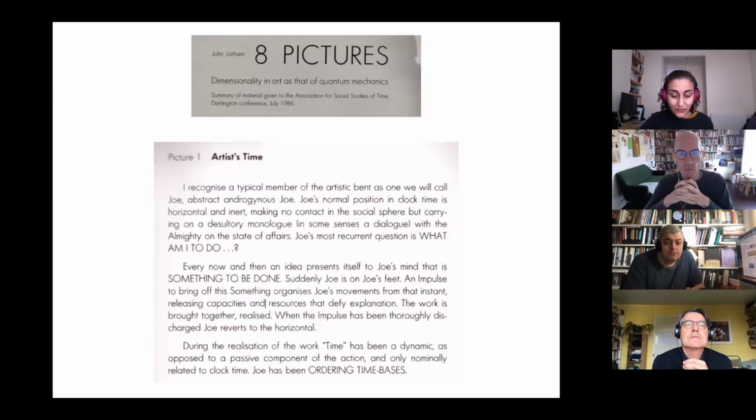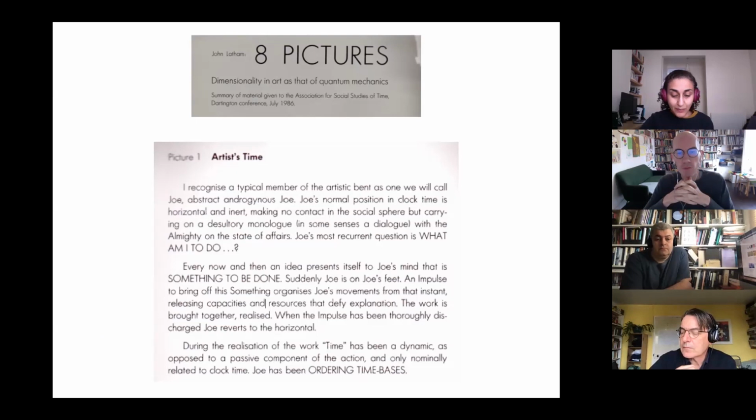These are images of Latham's paper written for the Association for Social Studies of Time conference in 1986. Latham talks about how, whereas language and the disciplines of physics support the primacy of space and object in our understanding of the universe, Latham advocates for a T version of time, a time and event-based framework that is expressed as art and action. Latham argues that our activity orders time.